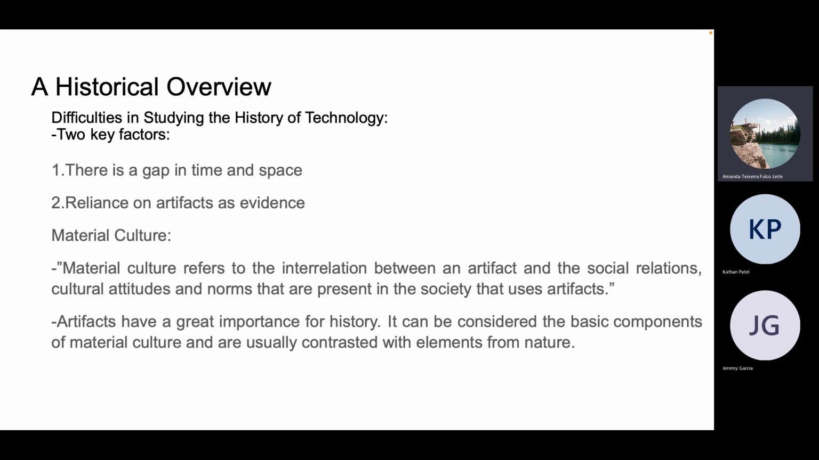So there are two difficulties when studying the history of technology. There's a gap in time and space, and the reliance on artifacts as evidence. There's also something called material culture. Material culture refers to the interrelation between an artifact and the social relations, cultural attitudes, and norms that are present in society that uses artifacts. Artifacts have a great importance for history. They can be considered the basic components of material culture and are usually contrasted with elements from nature.